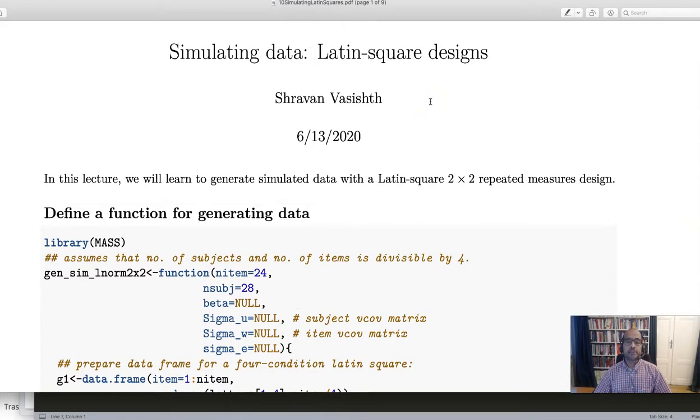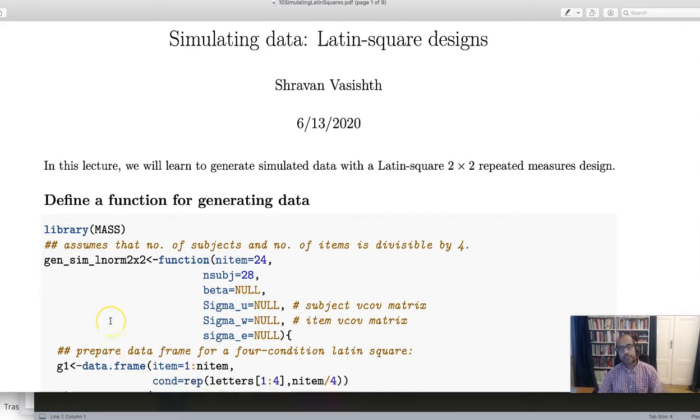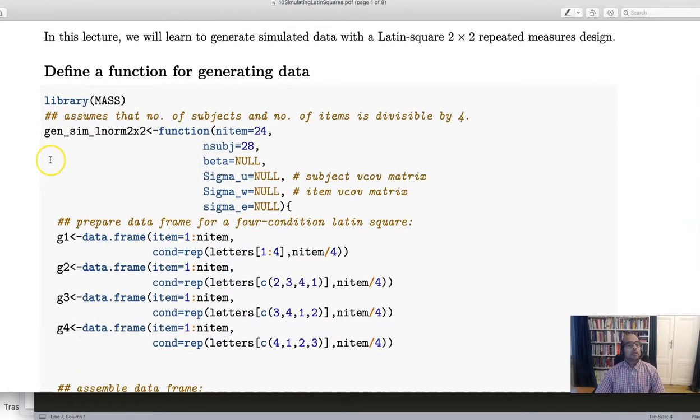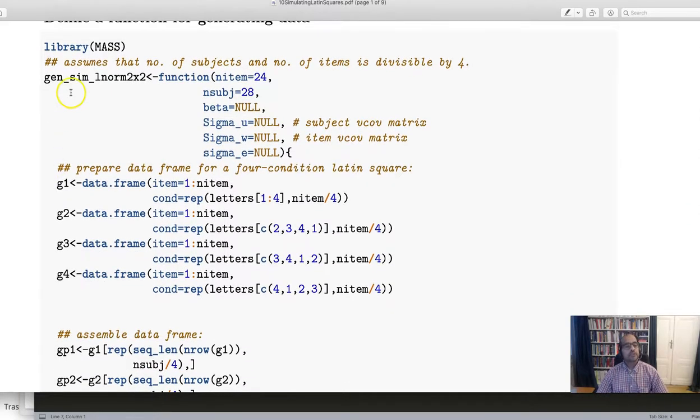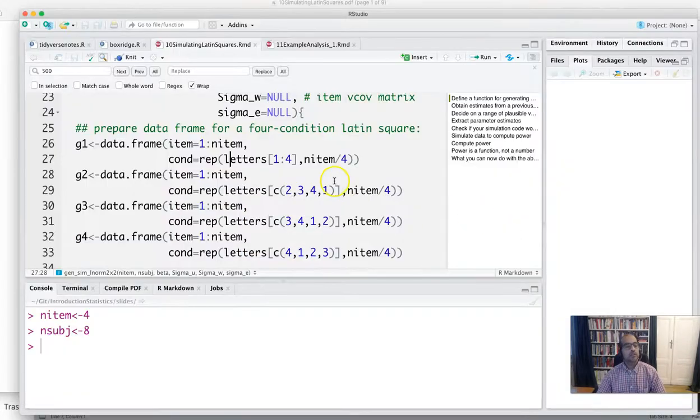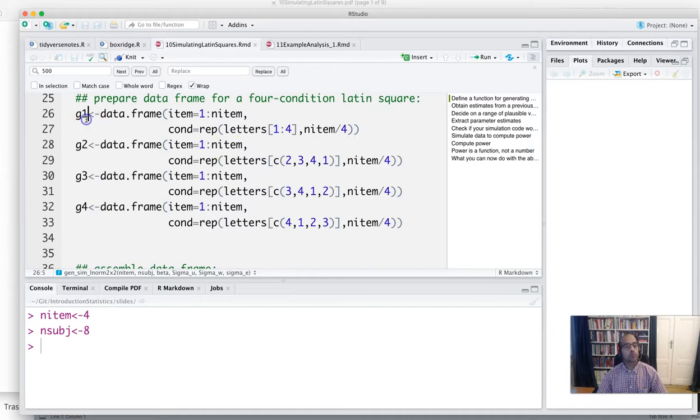By the way, in this lecture I'm only going to focus on 2 by 2 repeated measures designs because I'm using this canonical example to explain the general principles. You can of course generalize this to any design that you might actually be working with. Let me first focus on this part of the function and tell you what it does. Let me first run this part of the code and show you what I get.